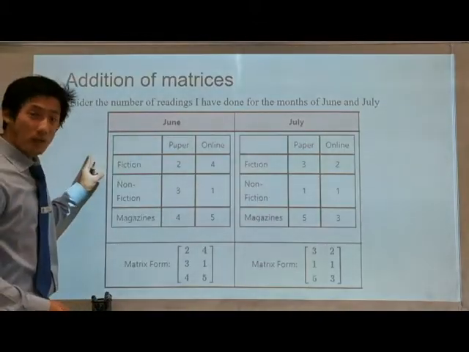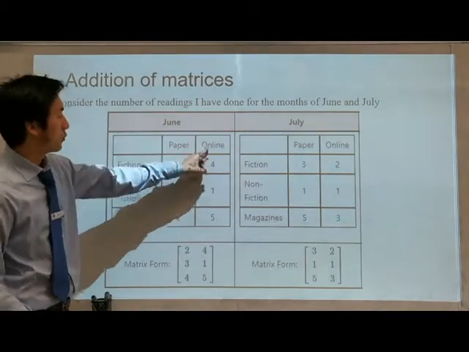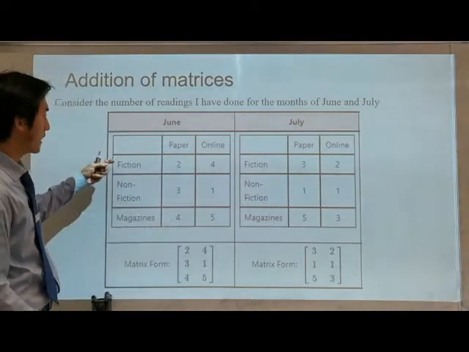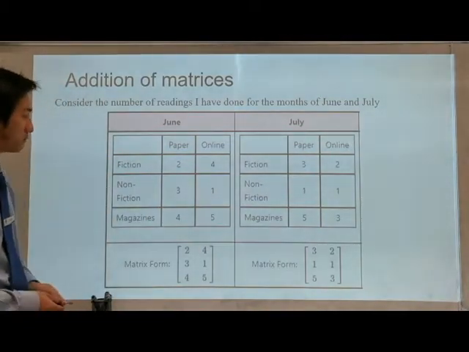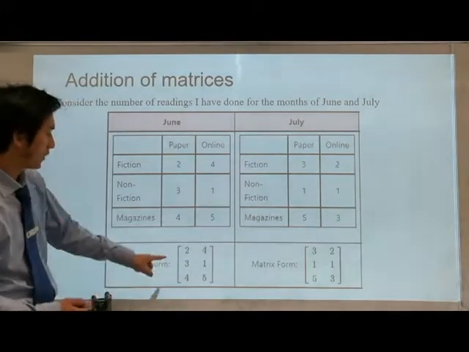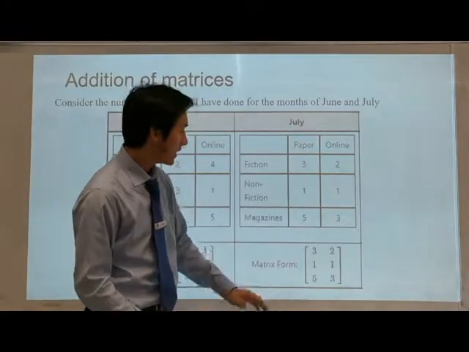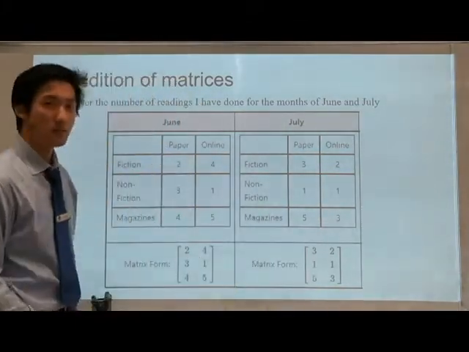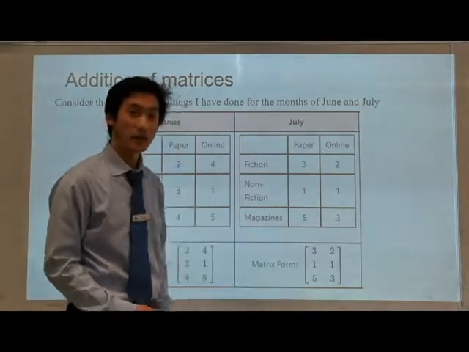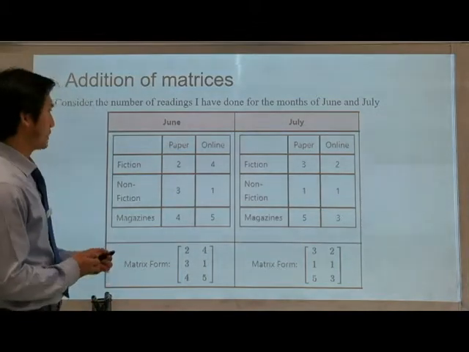Here's a practical example of how we can use matrices. So here's my reading in the month of June, my paper reading and my online reading, and the types of paper and online reading as well. This table can be written in matrix form. Notice that we've got a 3 by 2 matrix here. In the same way, I can build a table for July and also make a matrix. Here's a question for you. What would it mean for us to add these numbers in the matrices together? What do we get?